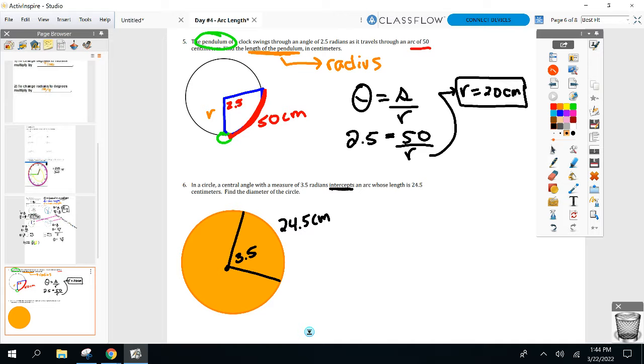Diameter? My formulas don't have diameter. Can I still use theta equals S over R? Do I have to use the other one because it has D in it? Can I still use this one? And do what at the end, though? Solve for R, but multiply by 2. All right, we're good. Just making sure you guys don't get freaked out. You can still use this formula, solve for radius, and just multiply by 2 at the end.